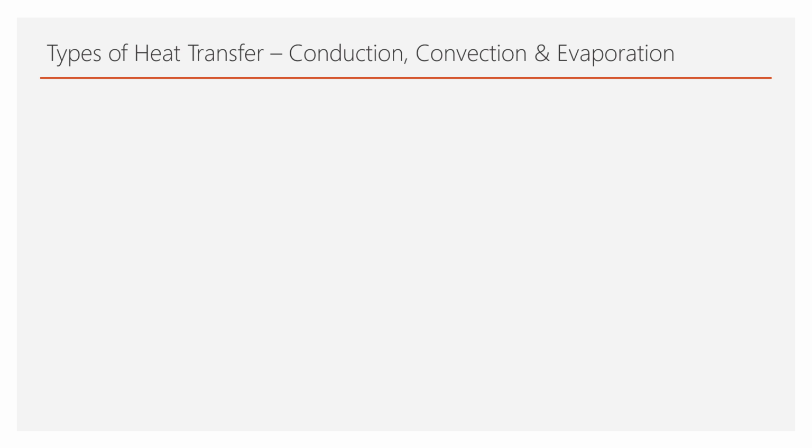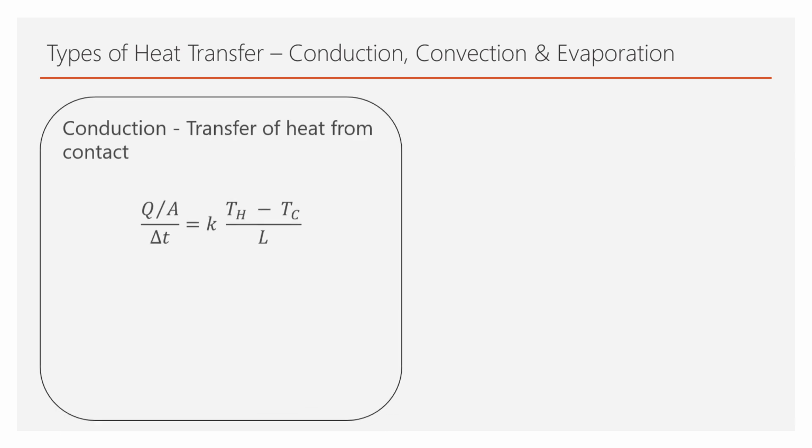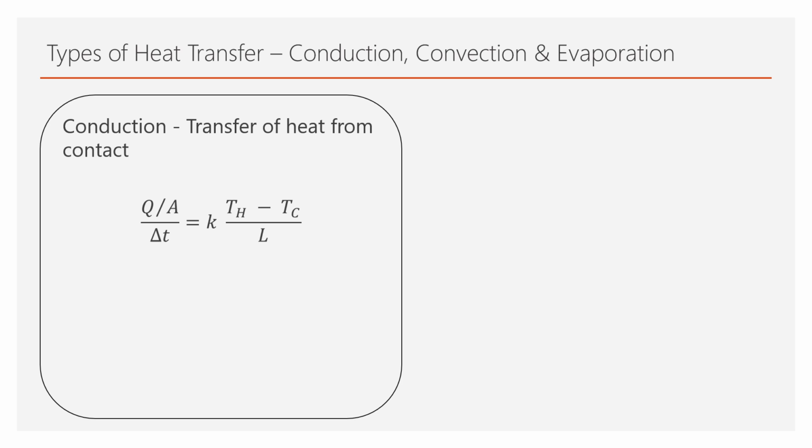Let's now look at the various types of heat transfer. Conduction is the transfer of heat from contact with a hot surface. The rate of heat flux is proportional to the temperature gradient. A quantity of flux is the quantity per unit surface area, and rate is per unit time. So Q divided by A divided by delta T is the rate of heat flux. A gradient is the change in quantity per unit distance. So the temperature gradient is the change in temperature per length.